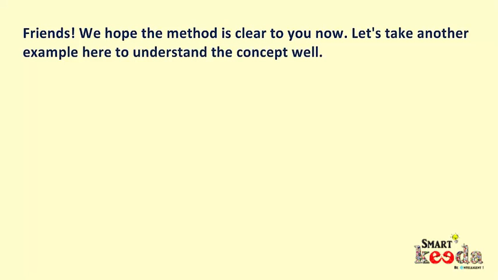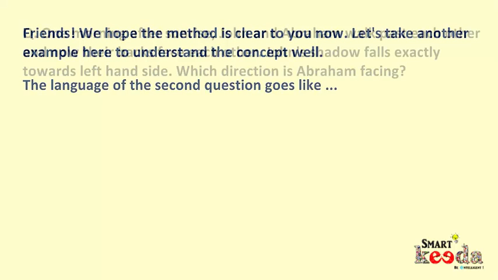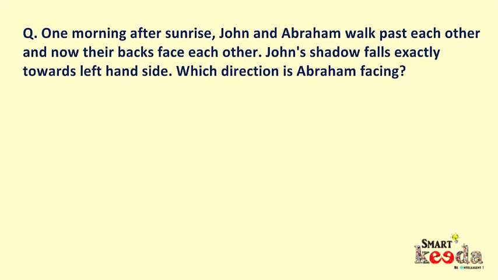So friends, we hope the method is clear to you now. Let's take another example here to understand the concept well. The language of the second question goes like, one morning after sunrise, John and Abraham walk past each other, and now their backs face each other. John's shadow falls exactly towards left hand side. Now which direction is Abraham facing?